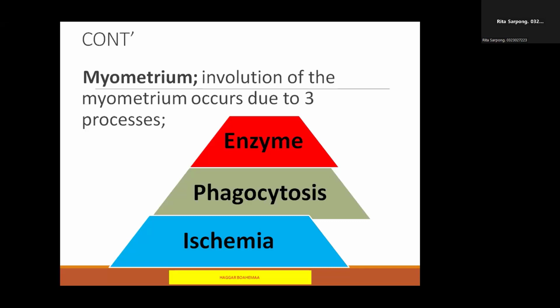So here, after delivery, there will be release of an enzyme, which we normally call the proteolytic enzyme. And they will be released into the system to digest extra muscle fibers that increased during pregnancy. And that is known as the process of autolysis. And we said when that happened, then phagocytosis will take place. That is where the end products of autolysis are removed by phagocytic action.